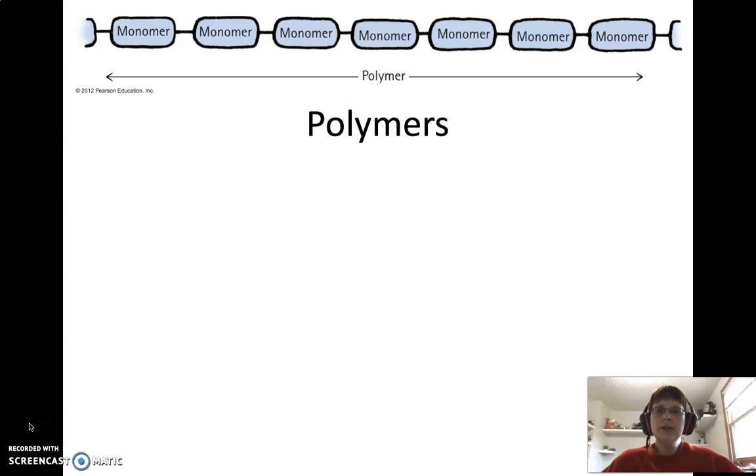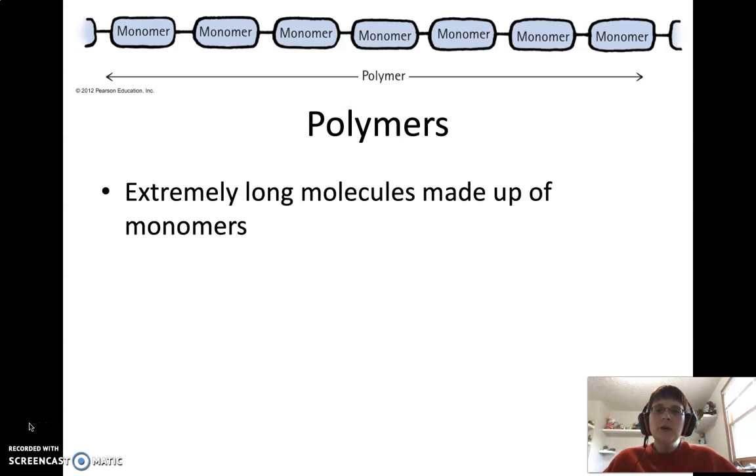Right, this is lecture 6 from chapter 12, and we are picking up with polymers. So these are organic molecules that are made out of smaller pieces. Polymers just means many, poly for many. And so these are extremely long molecules that are made out of monomers. Mono for one.